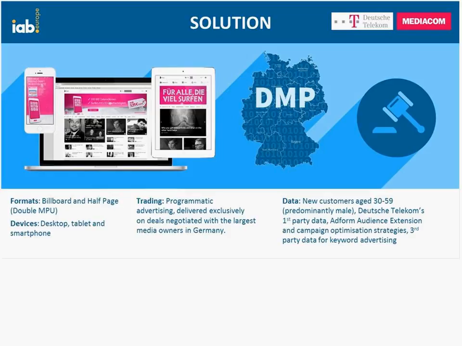The data they collected, and were looking to target across, was focused on predominantly male customers aged 30 to 59. And this was the first party data they'd collected. Then in the Adform suite, we chose to extend that audience with the DMP to broaden the reach of the campaign. Then we also used a number of our different integrations that we have with third-party data and keyword advertising clients within the platform to extend and qualify that audience further.